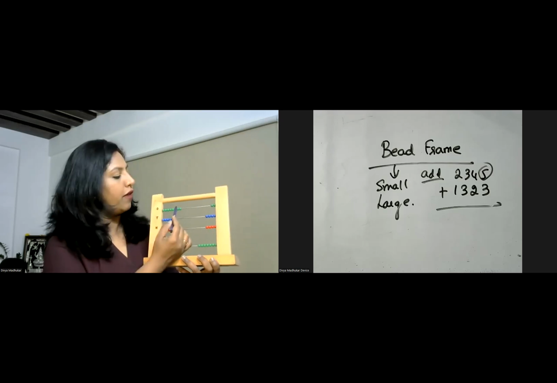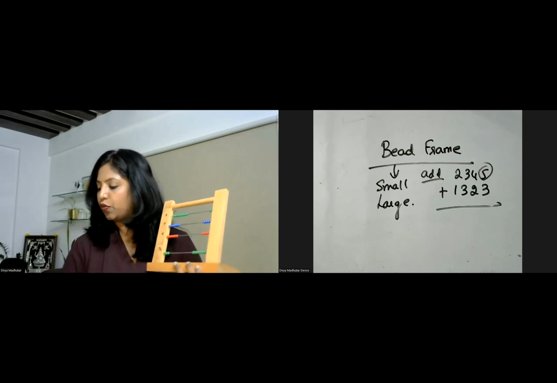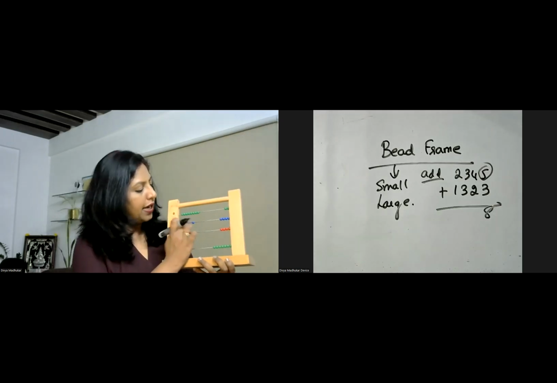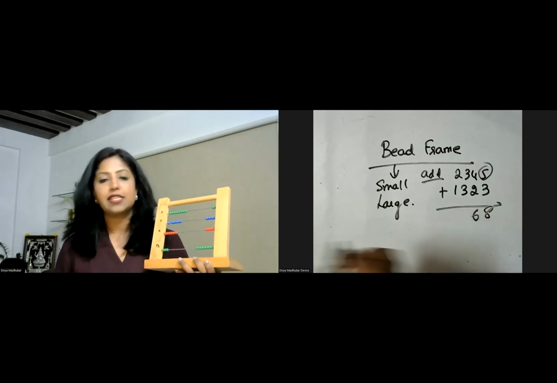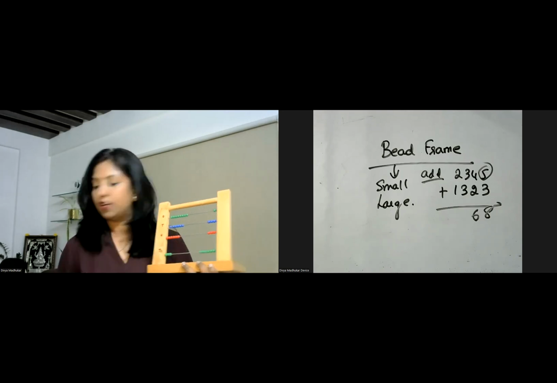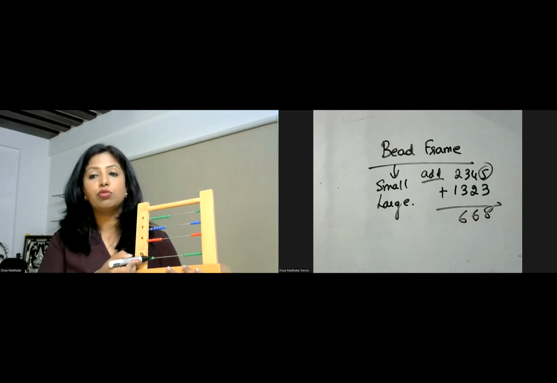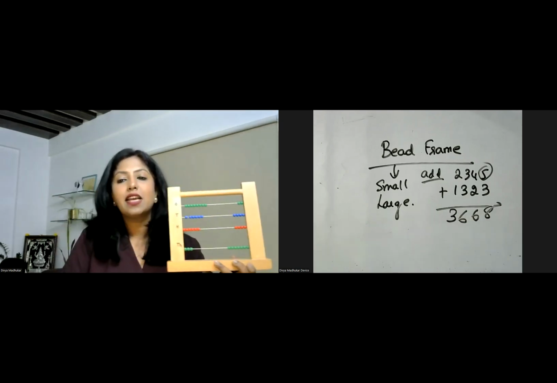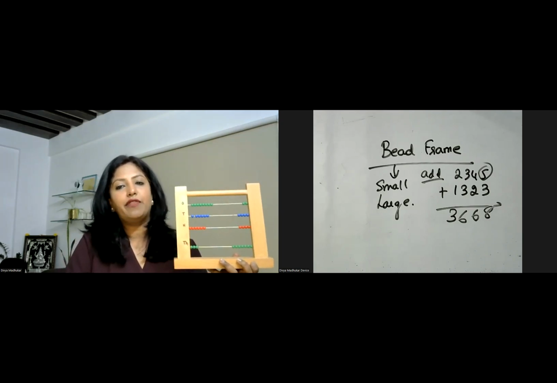Now count the number of ones. 1, 2, 3, 4, 5, 6, 7, 8. So we have 8 ones. How many tens? 1 ten, 2 tens, 3, 4, 5, 6 tens. So we have 6 tens. How many hundreds? 100, 200, 300, 400, 500, 600. So 600. And how many thousands? 1000, 2000, 3000. So we have 3000. So your answer is 3668. So this is your bead frame addition.